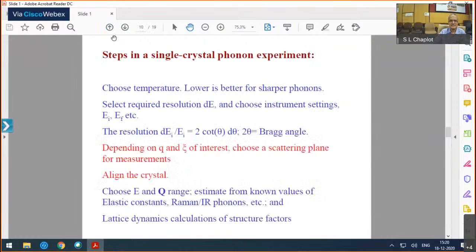Now, at this stage, there is one important question that was raised the other day. Let us just look at that. That is the effect of the resolution ellipsoid.